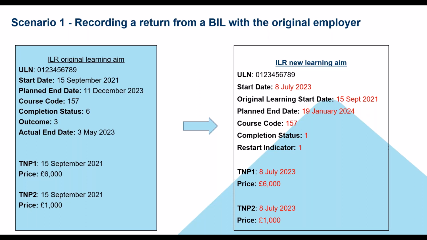And if we think about the employer's records on the apprenticeship service that I mentioned, the new learning aim in the ILR would match to that same employer's record on the apprenticeship service that the original learning aim matched to. Effectively, the course is the same, the costs are the same, etc. This would now mean that earnings start to be generated again. We would expect that employer to resume the record that they previously paused on the apprenticeship service.